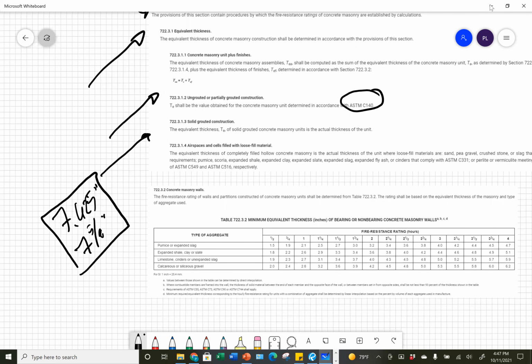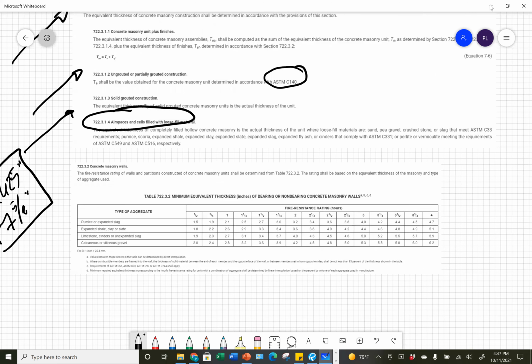We also have the option, if we need a higher fire resistance rating but we do not have solid grouted construction, to fill our air spaces and cells with an approved loose fill material. In the IBC, we have a list of approved loose fill materials, such as sand, pea stone, crushed stone, or slag, pumice, scoria, expanded shale, expanded clay, expanded slate, expanded slag, fly ash, or cinders, or we have the option to use perlite or vermiculite.